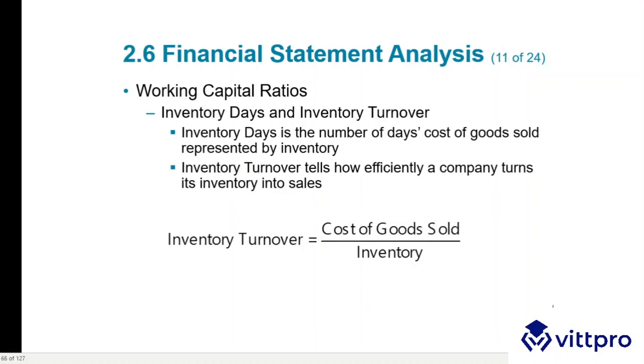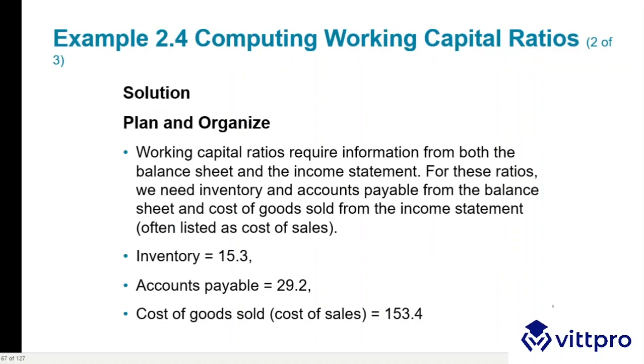Then you have the inventory turnover ratio. How many times are you able to sell your inventory? Anything more than the previous time is better, right? Because then you are able to turn your inventory faster. So here is an example. So you may want to calculate the ratios here.